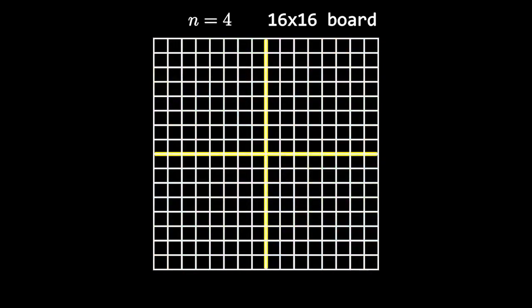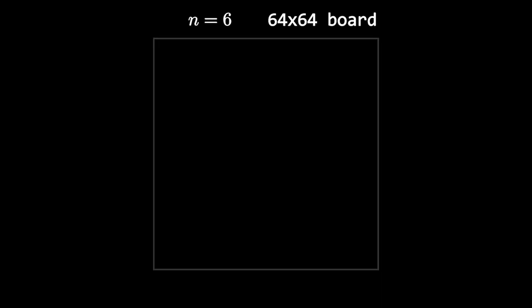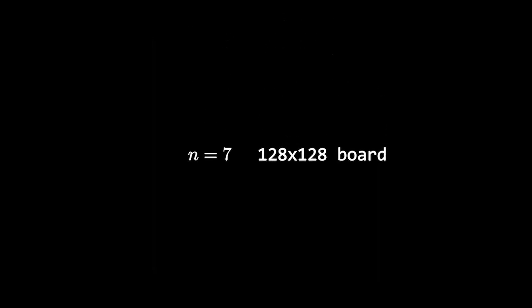And now with this in mind, can you now tile n equals 5, n equals 6, or n equals 7? Could you tile a 128 by 128 board? And chances are you're getting a hang of this process. Now my question for you is, how are you able to do this?